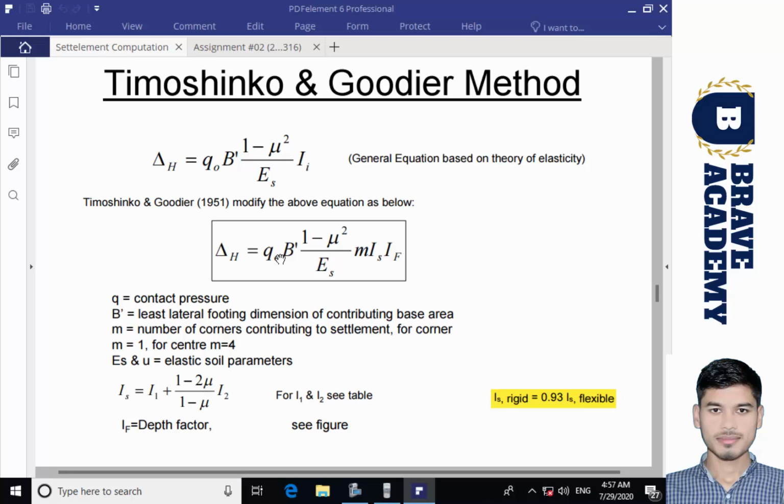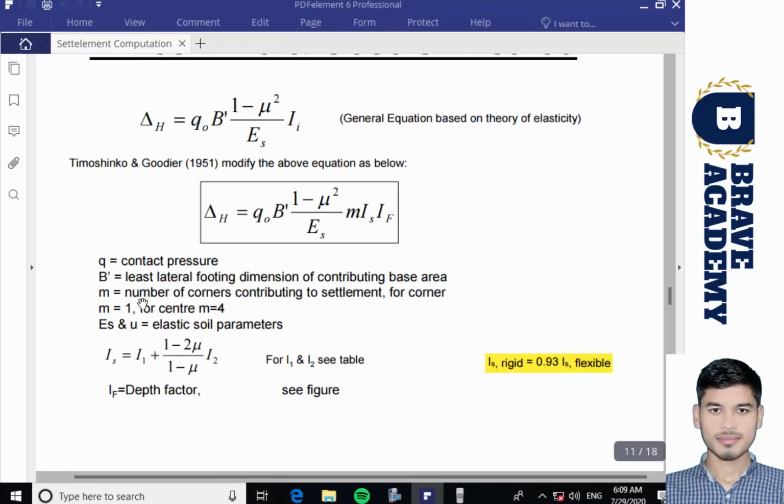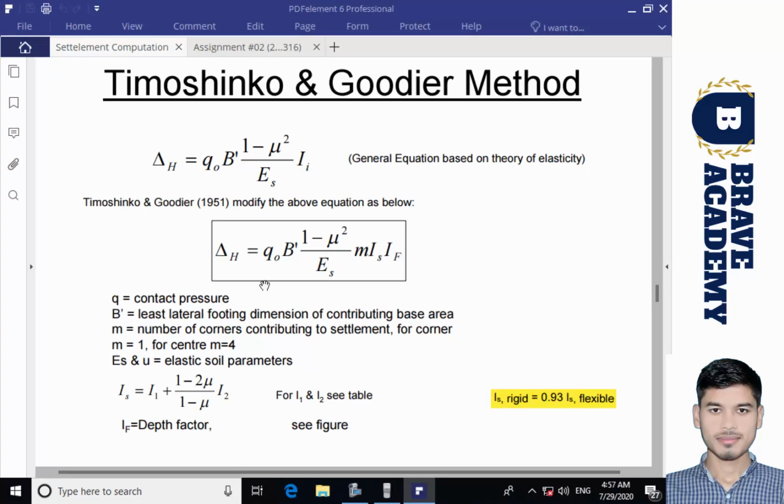Delta H equals q naught B prime (1 minus mu square) over Es, M, Is, If. Here are the different parameters. q naught is the contact pressure. B prime is the least lateral footing dimension of the contributing base area. If you are calculating the settlement value at the center, then B prime will be equal to B by 2. But if you are calculating the settlement value at the corner, then B prime will be equal to B. And M is the number of corners contributing to settlement.